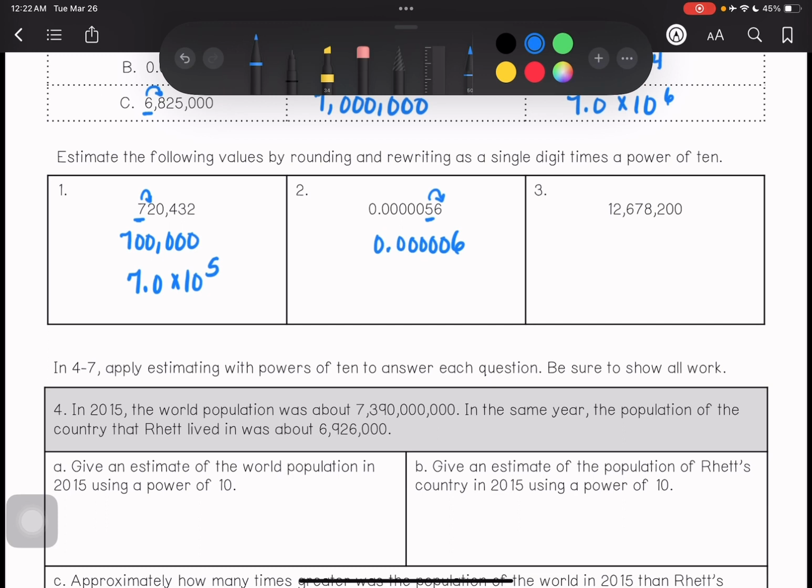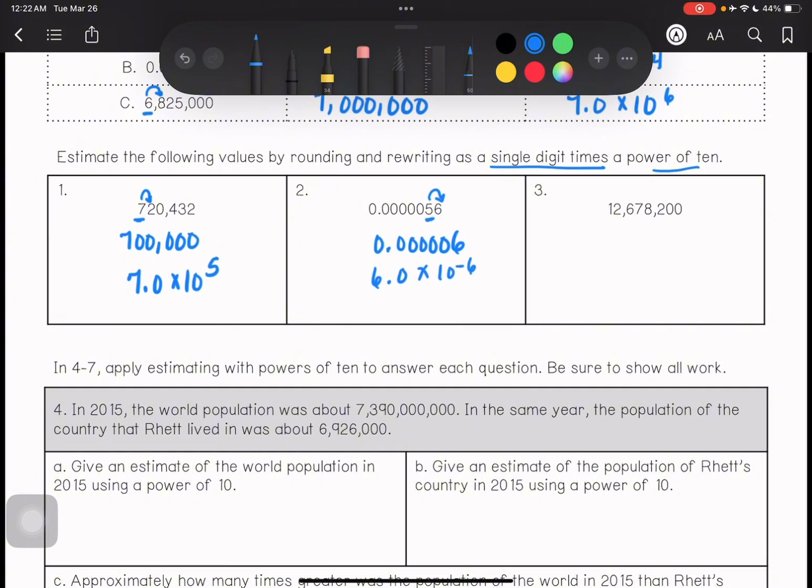To write this in standard form, it's already written, but then it says we're going to rewrite it as a single digit times the power of 10. So this would be 6.0 times 10 to the, how many times did we move it? 1, 2, 3, 4, 5, 6 power.